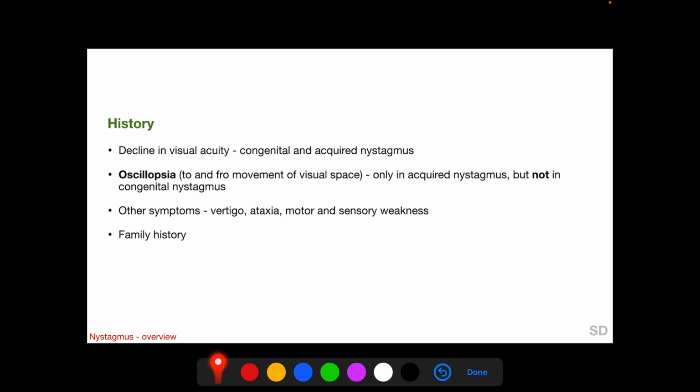When we encounter a patient with nystagmus, we have to first establish whether there is any decline in visual acuity, which can happen both with congenital and acquired nystagmus. Whether the patient is experiencing oscillopsia, that is a perception of to and fro movement of the visual space, and we must remember that oscillopsia occurs only with acquired nystagmus, and a patient with congenital nystagmus does not experience oscillopsia. We have to inquire about other associated symptoms such as vertigo, ataxia, motor and sensory weaknesses, and if there is a family history of similar nystagmus.